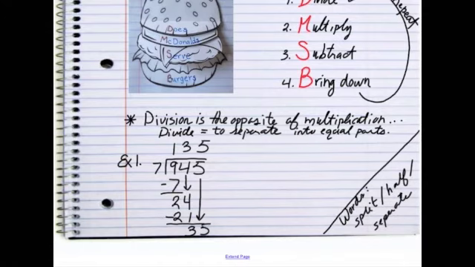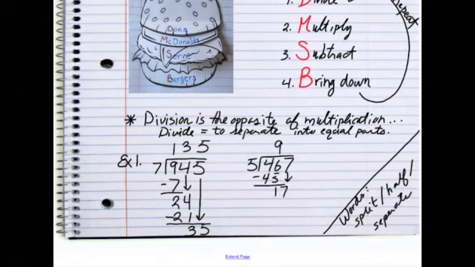5 divided into 467. Again, let's follow our DMS cycle, or our Does McDonald's Serve Burgers acronym. Divide. 5 goes into 4. 5 does not go into 4. So we'll say 5 goes into 46 9 times. 9 times 5 is 45. Subtract. 46 minus 45 is 1.